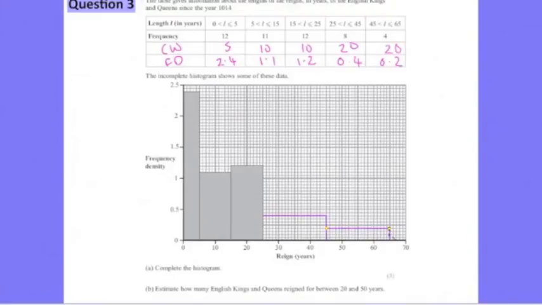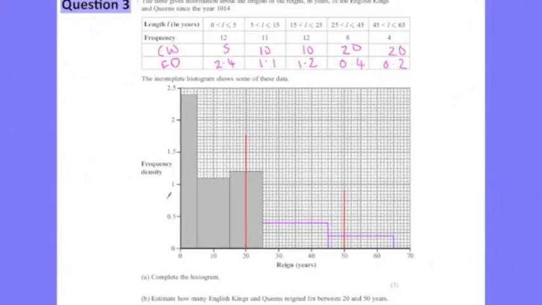Part B, we're asked to estimate how many English kings and queens reigned between 20 and 50 years. So between 20 and 50, taking another pen, marking here, we can see that it goes from here, over slightly, to 20, which is here. So we're trying to estimate the frequency, the number reigning between these years.